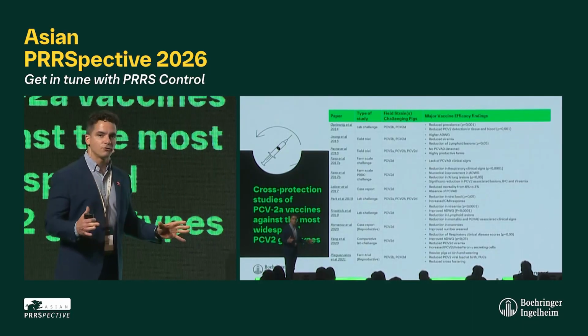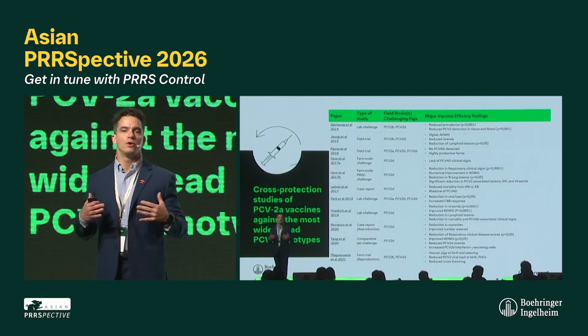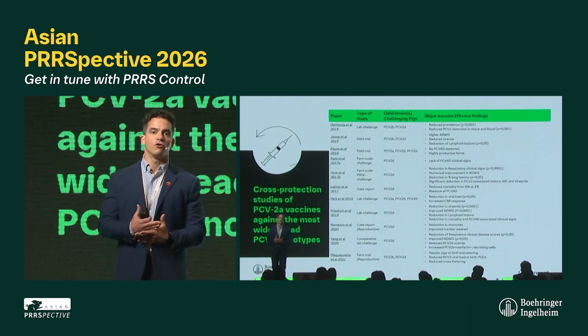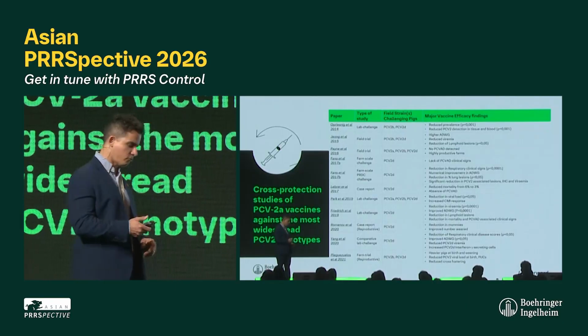So the key answer here is yes, there is only one serotype, even though we have many different genotypes of PCV2. In the vaccine, Circoflex will provide protection against all of those different genotypes.